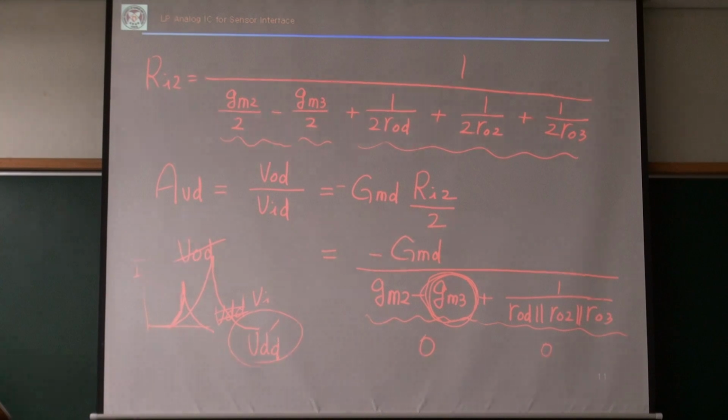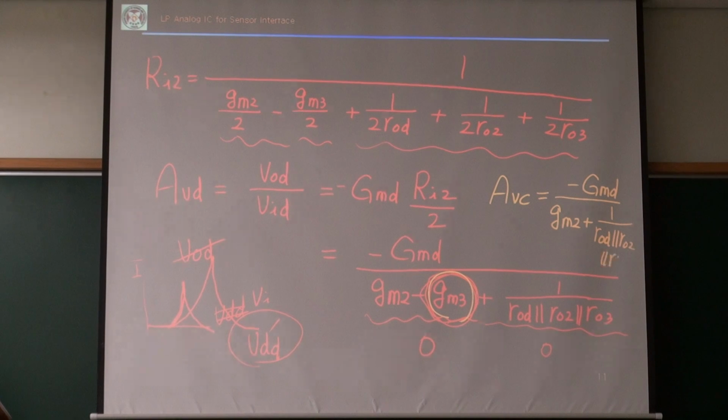For the common mode gain, this does not have any effect. So my common mode gain is GMD over GM2 plus those resistances. This is my common mode gain, so it is not zero. That's no good, right? I have a pretty large common mode gain. But the differential mode gain is even larger if I adjust GM3 properly. Question? Nope.